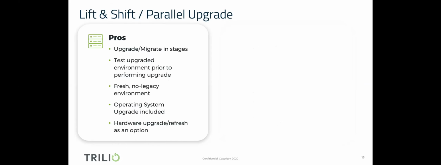The lift and shift. So in terms of pros for the lift and shift, this is where you can upgrade or migrate your workloads in stages. You've got your existing environment. At your leisure, you can migrate tenant by tenant your workload from old to new. You will have tested the new environment prior to using this, so you already have the confidence that your workloads will run successfully on your new upgraded environment.